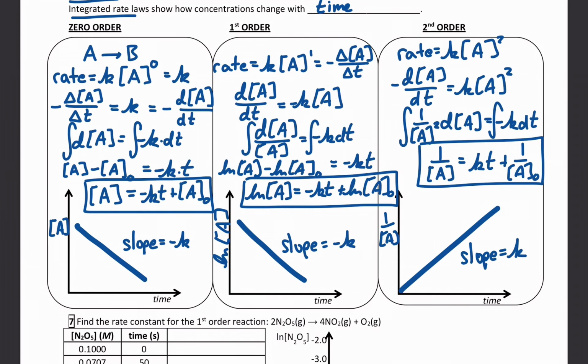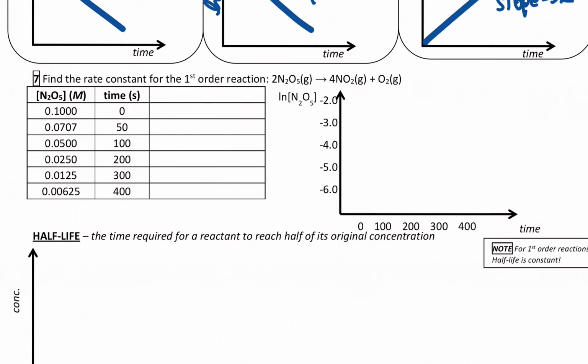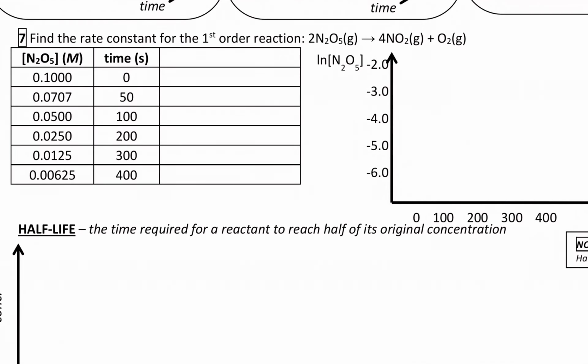In fact, you're going to do this in the lab as well in this class and study a reaction and look at how it changes with time. So let's look at an example problem, and then we'll wrap up with another way we talk about rates called half-life. So this one says find the rate constant for a reaction. They tell us that it's first order. Underline that. This is given to us as a first order process.